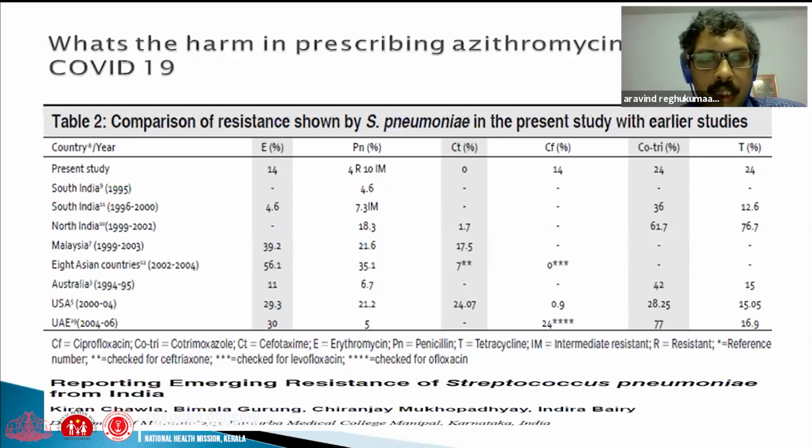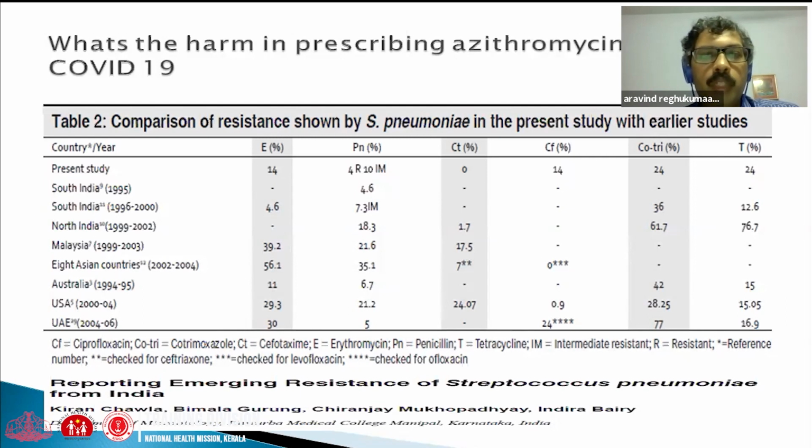This study was published from Manipal in 2010. At that time, the erythromycin resistance in pneumococcus was around 14%. The previous studies published from the rest of the world, Malaysia, etc., showed the prevalence of macrolide resistance in pneumococcus was as high as around 50%. Recent studies have shown that macrolide resistance in India has also gone up to around 30 to 40%.